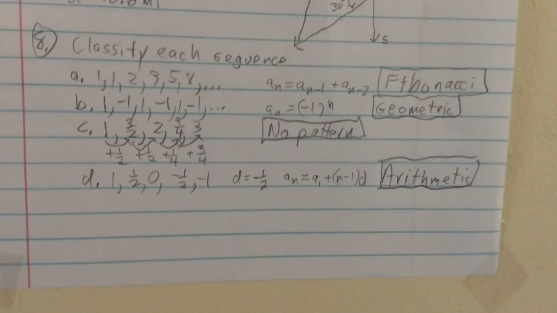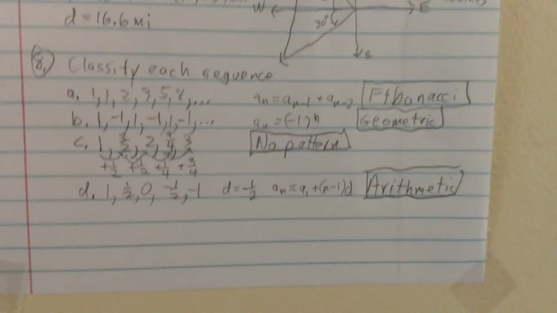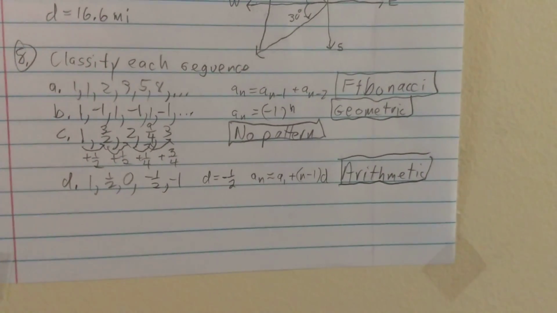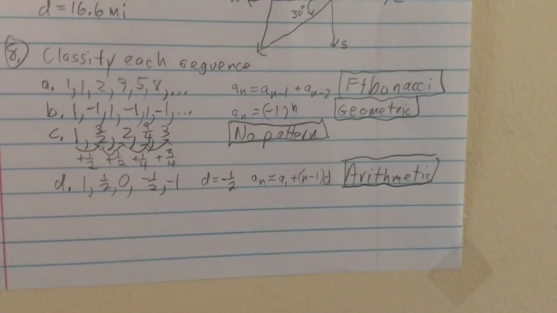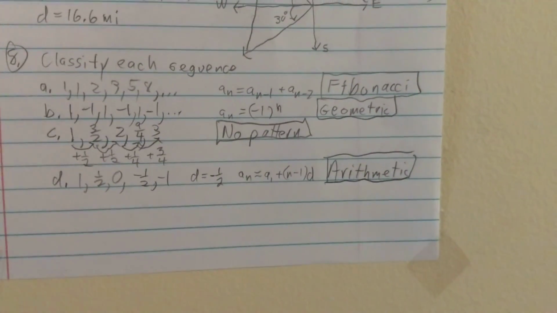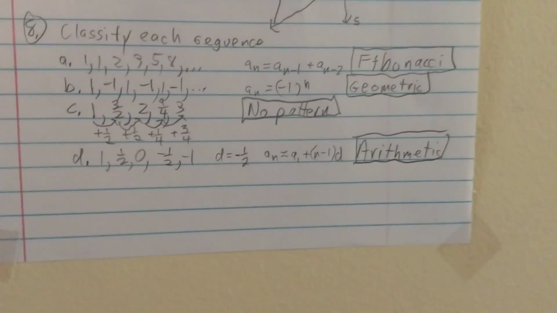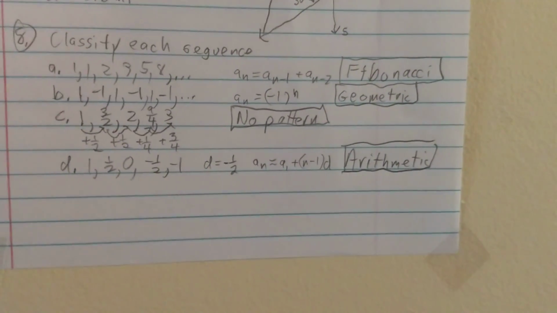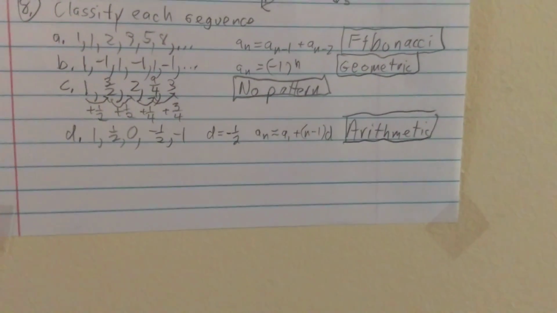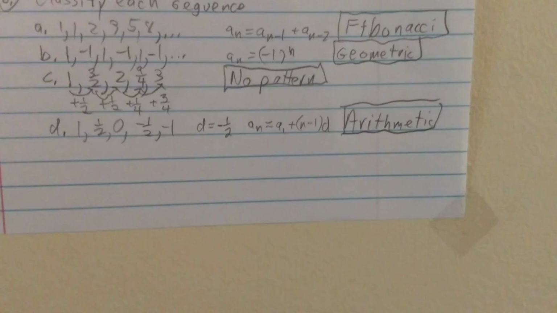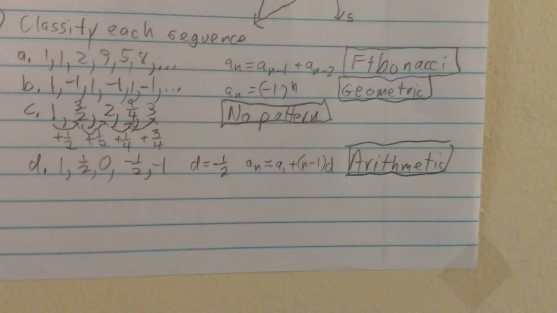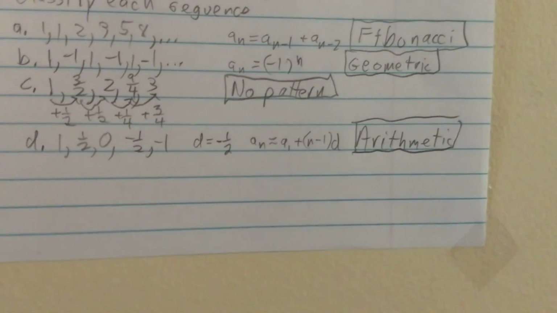But anyway, this has a recursive sequence term of a sub n. The current term is a sub n minus 1 plus a sub n minus 2. For instance, 2 is equal to the 1 plus 1, 3 is equal to the 1 plus 2, 5 is equal to the 2 plus 3, and so on like that. So now B is the sequence 1, negative 1, 1, negative 1, 1, negative 1. So this is an alternating sign pattern, and this simply is written as a sub n is equal to negative 1 to the n power, and that makes it geometric.